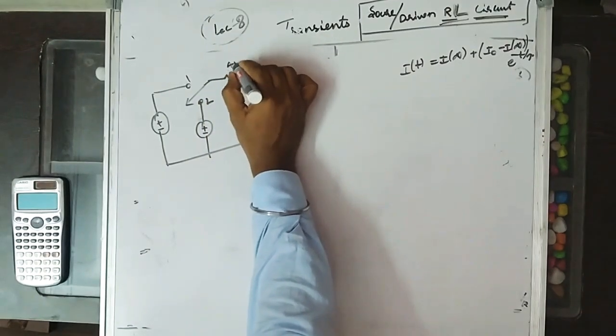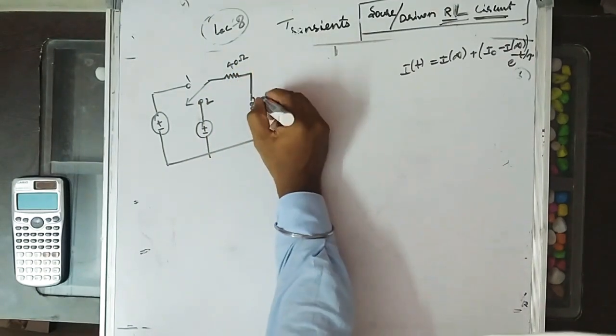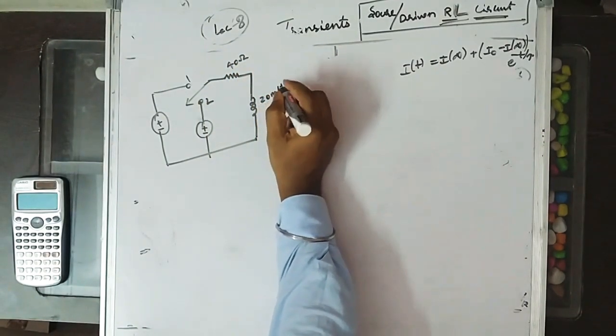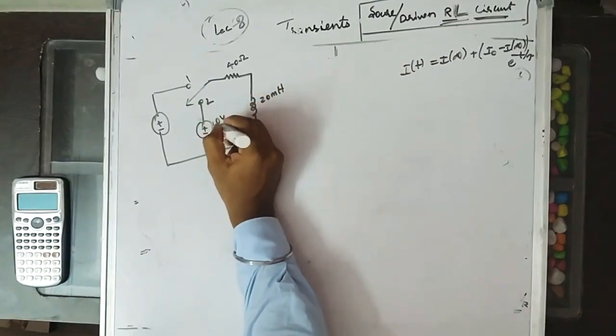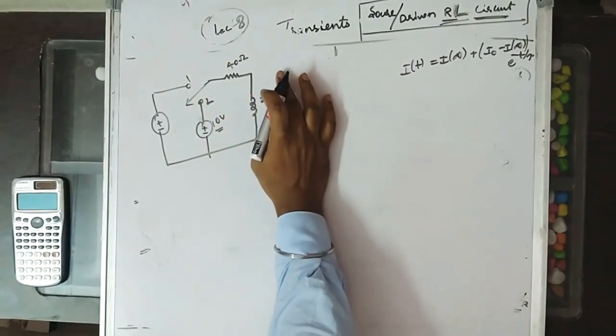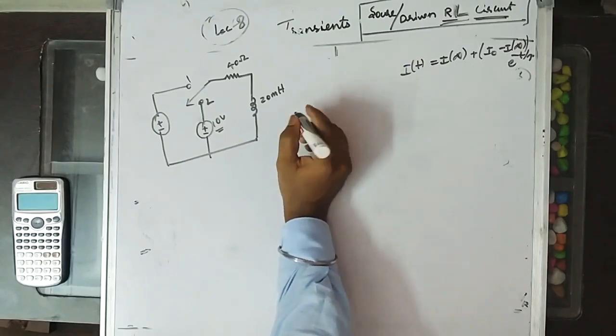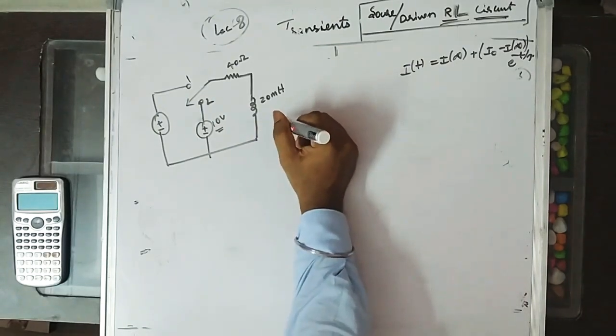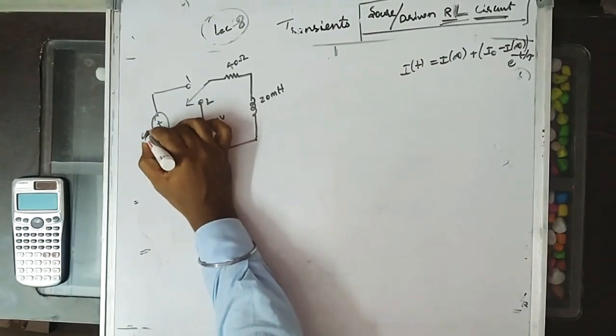So there is no complication here. Understanding the concept is important. You are given the circuit here. Now the question is, the switch is operated.